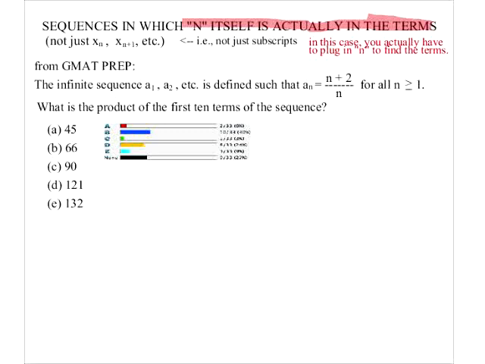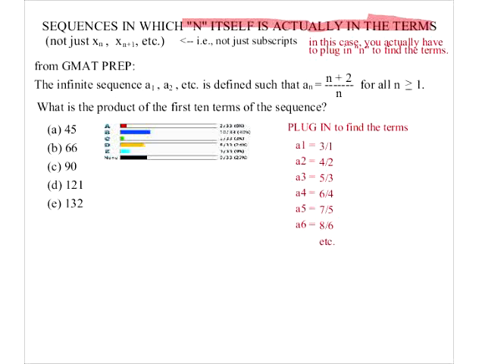Okay, so what is the A sub 1? What's the first term? Yeah, it's 3. Okay, so let's get a list going here. A sub 1 is 3 over 1. A sub 2 is 4 over 2, 5 over 3, 6 over 4, 7 over 5, 8 over 6, etc.